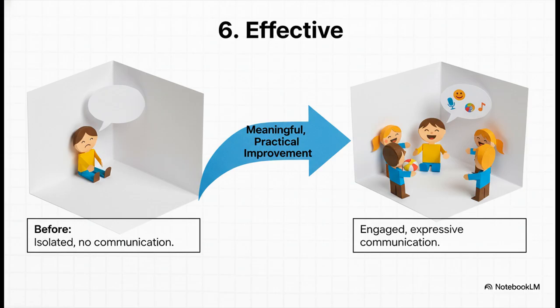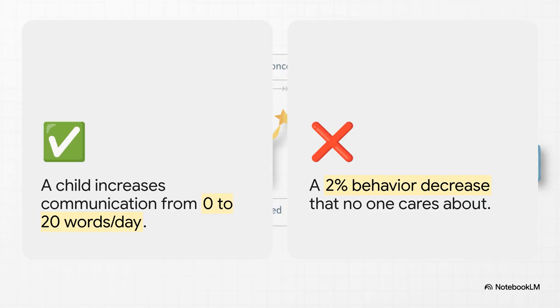A squiggly line moving in the right direction on a graph is nice, but a change that actually transforms someone's daily life, that's the whole point. And just think about the real impact here. A 2% decrease in a behavior might be statistically significant, but if no one can even notice it, who cares? Now, a child going from saying 0 words a day to 20 words a day, that is effective. That's a huge, life-changing deal.